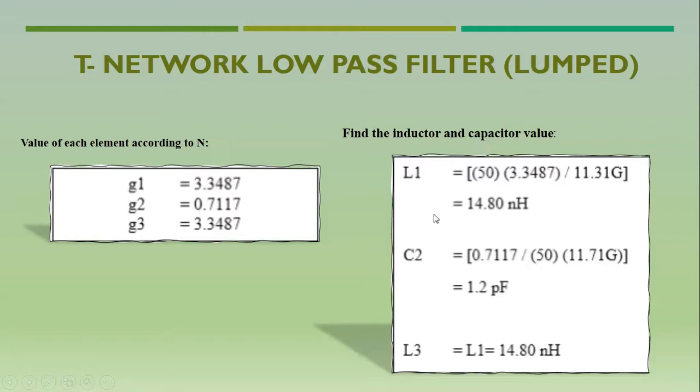So the value of the inductor, using the formula R0 multiplied by G and divided by omega cutoff frequency, we get 14.8 nanohenry. Also the same for the capacitor, but with a different formula: G divided by R0 multiplied by omega cutoff frequency, and we get 1.2 picofarad. So the value of G for L3 is equal to L1.